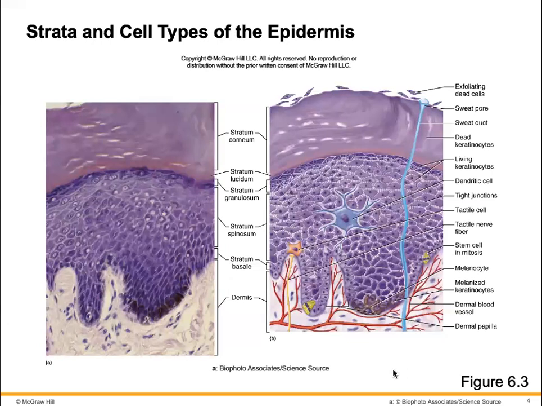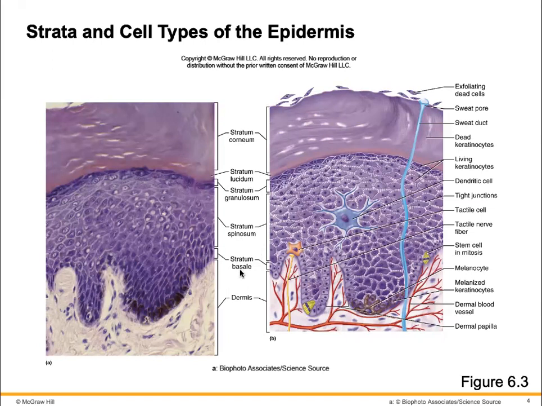Before I keep going, I want to give you a little mnemonic trick that I use to help me remember the layers of the epidermis. Since all of them start with stratum, I kind of ignore that for my mnemonic device. The saying I use is, "Come, let's get sunburned." And that relates to corneum, lucidum, granulosum, spinosum, and basale.